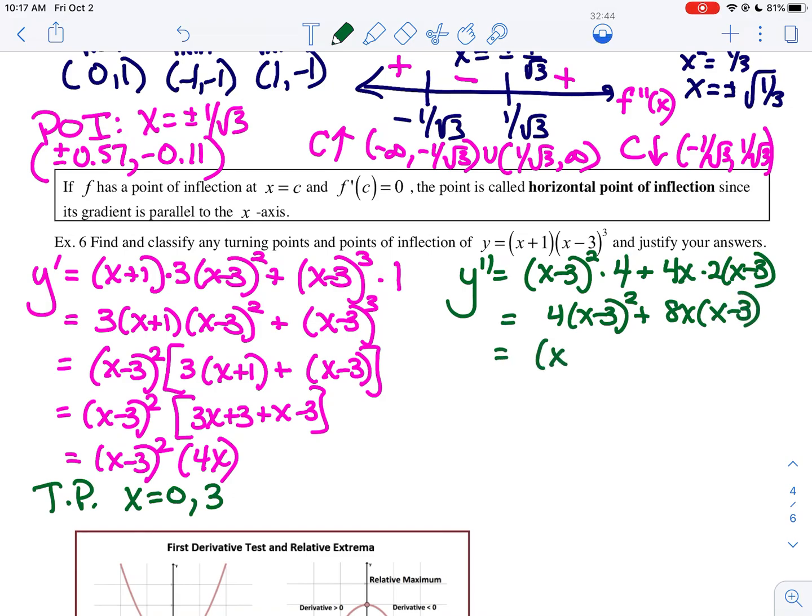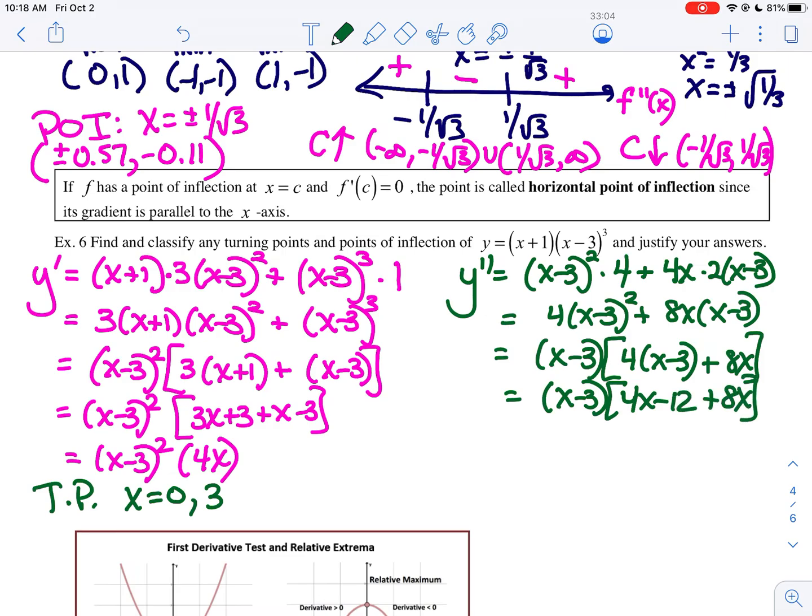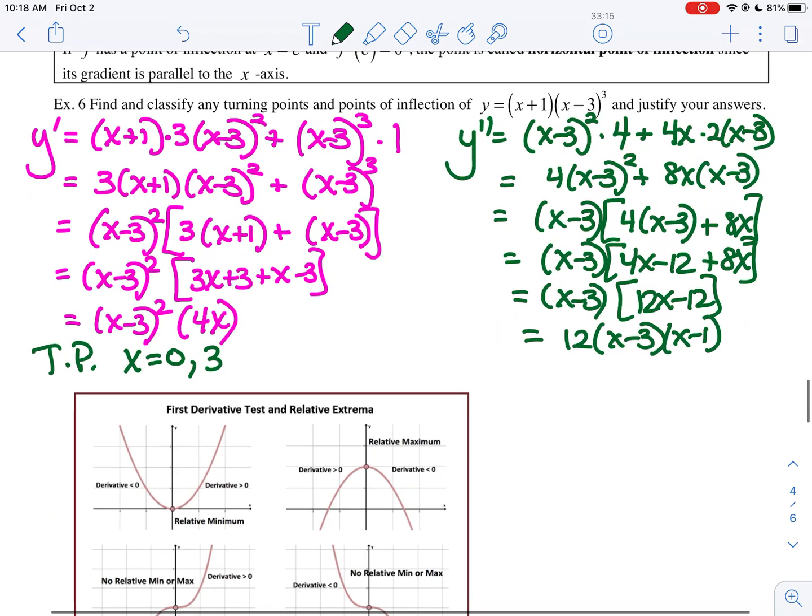I'm going to factor out the GCF, at least the binomial part. That'll leave me with 4 times (x minus 3) plus 8x. And I guess I could have pulled out the 4. So that's 4x minus 12 plus 8x, so that's 12x minus 12. I could pull out a 12. So the second derivative is going to be 0 at x is 3 and x is 1.